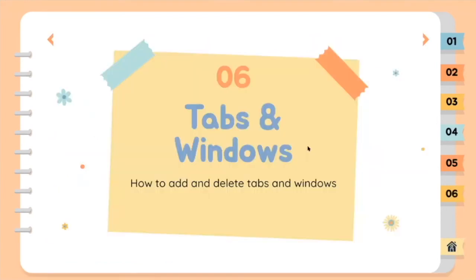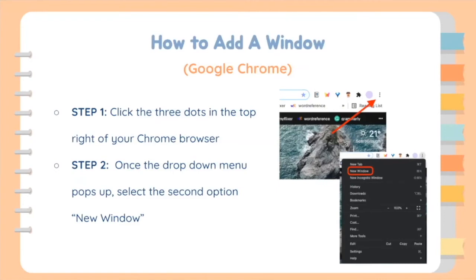And for this one, we're going to talk about tabs and windows, so how to add and delete tabs and windows. So how to add a window on Google Chrome. The first step is to click the three dots on the top right of your Chrome browser. Then once the drop-down menu pops up, select the second option, which is New Window. And obviously a new window should pop up.